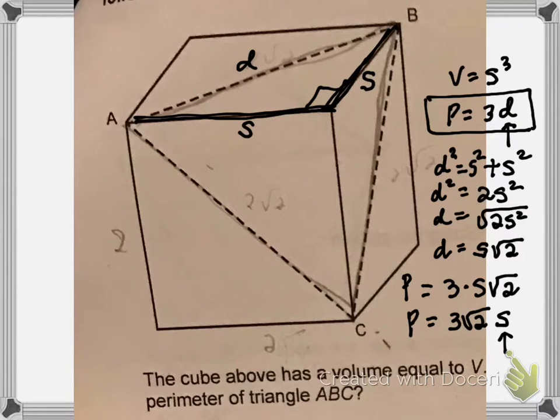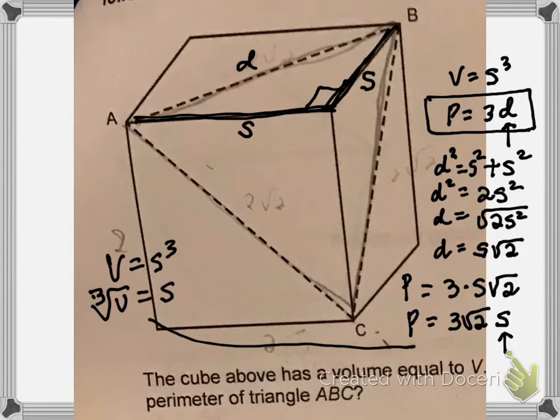And where do I get it? So I look back. I know that V is S cubed, right? So now from here, I want an expression for S. So I know that this is going to be the cube root of V equals S, right? So now I'm able to express S in terms of V. I'm now going to put it here. I will replace my S with that. So my P becomes 3 square root of 2 times cube root of V.